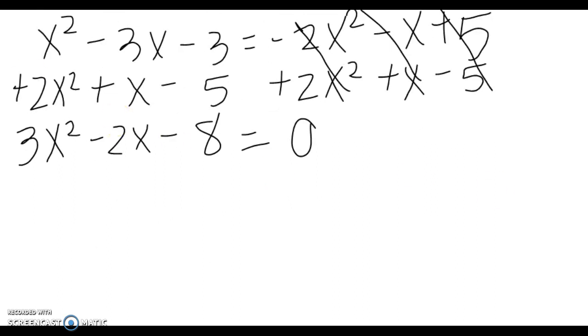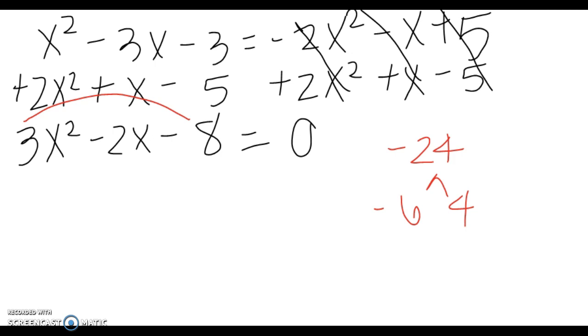So I'll begin with taking my first number and multiplying with my last number. 3 times negative 8 is negative 24. And from here, I want to find two numbers that multiply to negative 24 and add to negative 2. So I believe we should use negative 6 and 4.